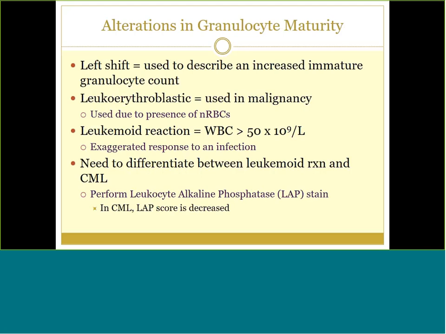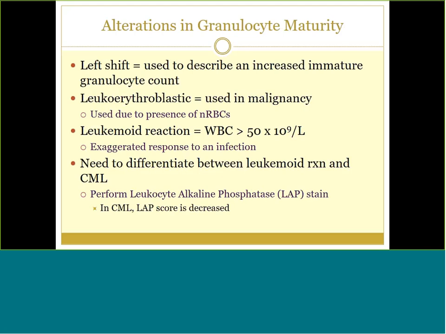So a left shift is any time that we use to describe an increased immature granulocyte count. So if you were starting to see lots of bands, lots of metamyelocytes, that's a left shift, those immature granulocytes that are showing up in the blood that shouldn't be there. You should hardly ever have that many bands. It should be 0 to 5%, and then you should never have metamyelocytes or myelocytes or any of those in the blood. So anytime that those start to show up, your body is kicking out immature granulocytes for whatever condition or thing that is happening. So we would term that a left shift.